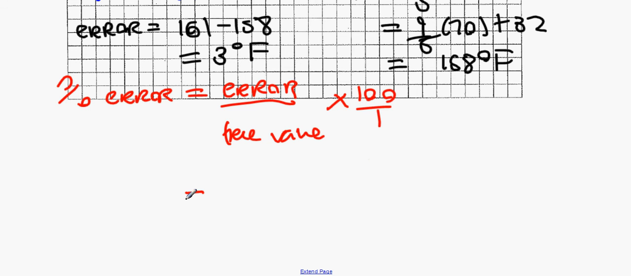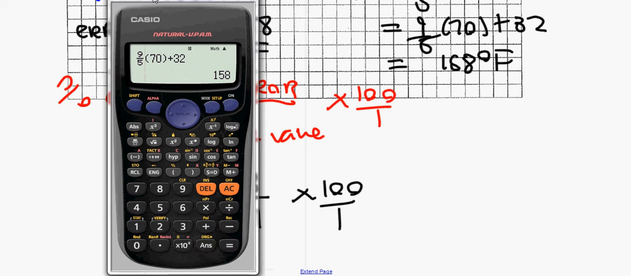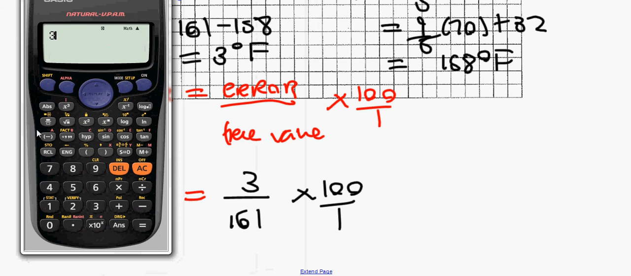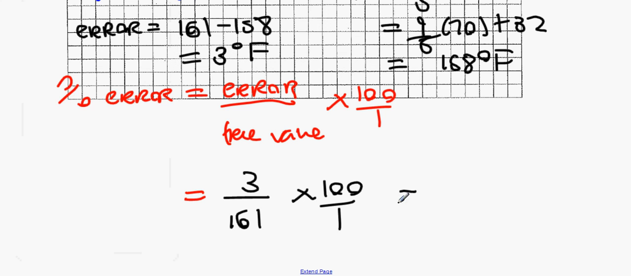And what this will get you is 3 divided by 161 multiplied by 100 over 1. So what we get here is 3 divided by 161 multiplied by 100 over 1. And what we can get here is 1.866%.